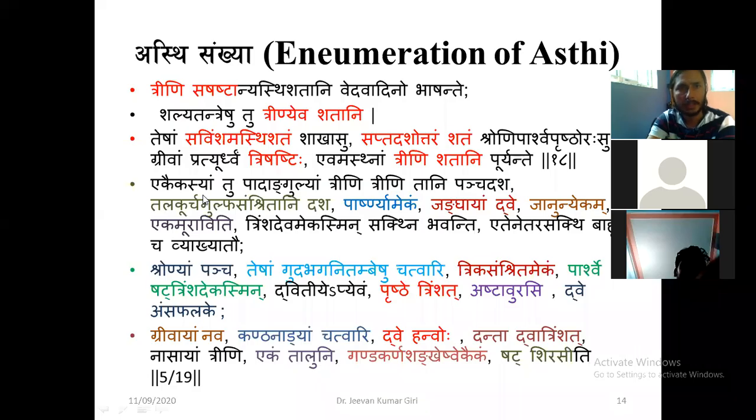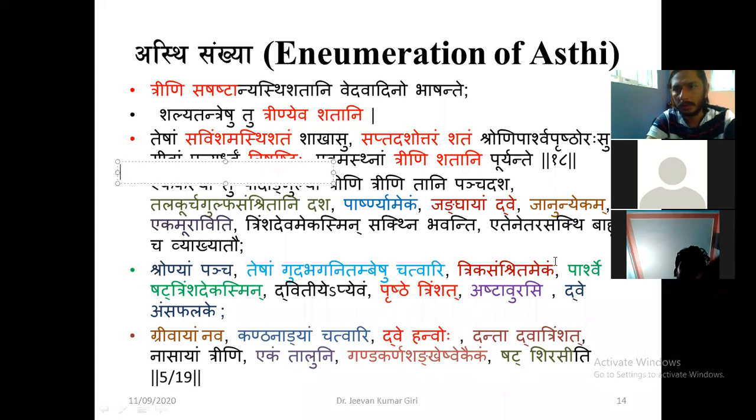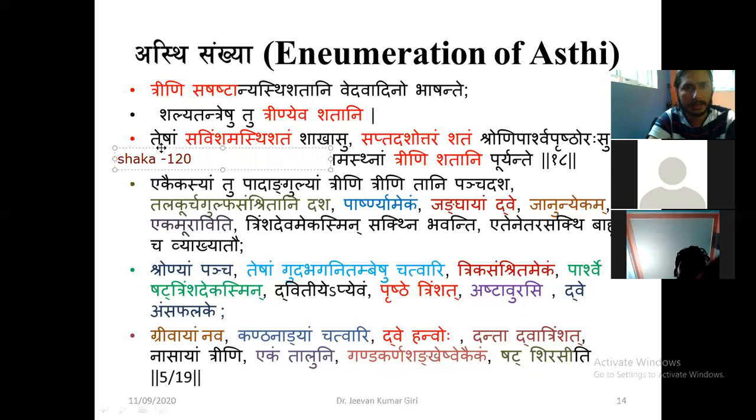Now see here. We are going to see the bones in the upper limb or limb directly. Sakha gata asti. In sakha how many? 120, isn't it? Now we are seeing 120 asti in sakha here. Now see here, this sloka. Now we have to write the name and the number of that bone.